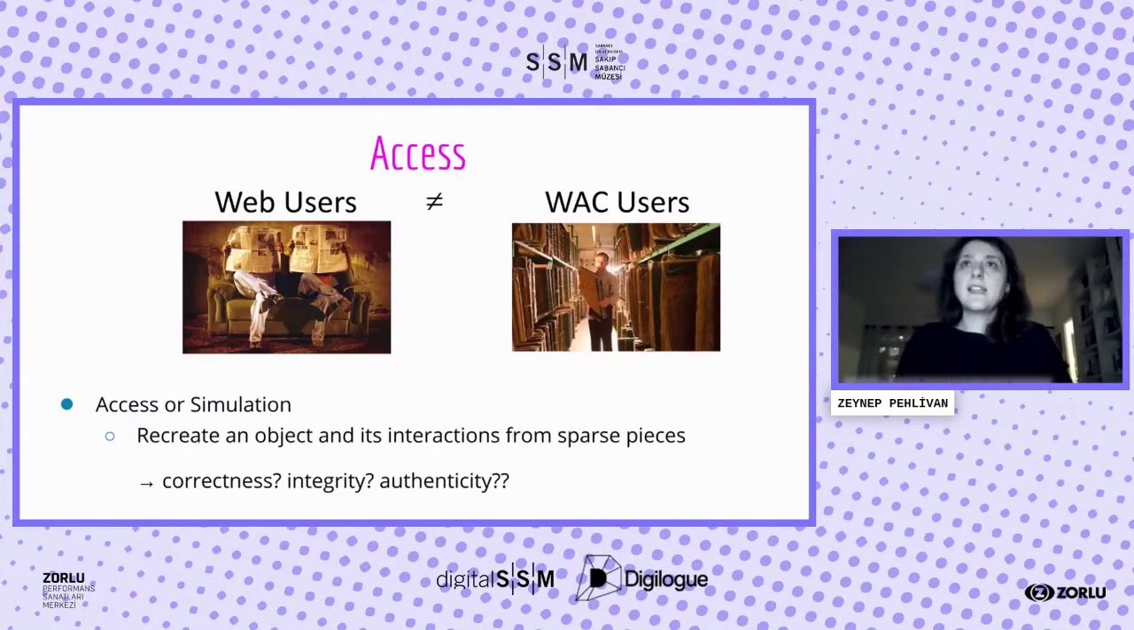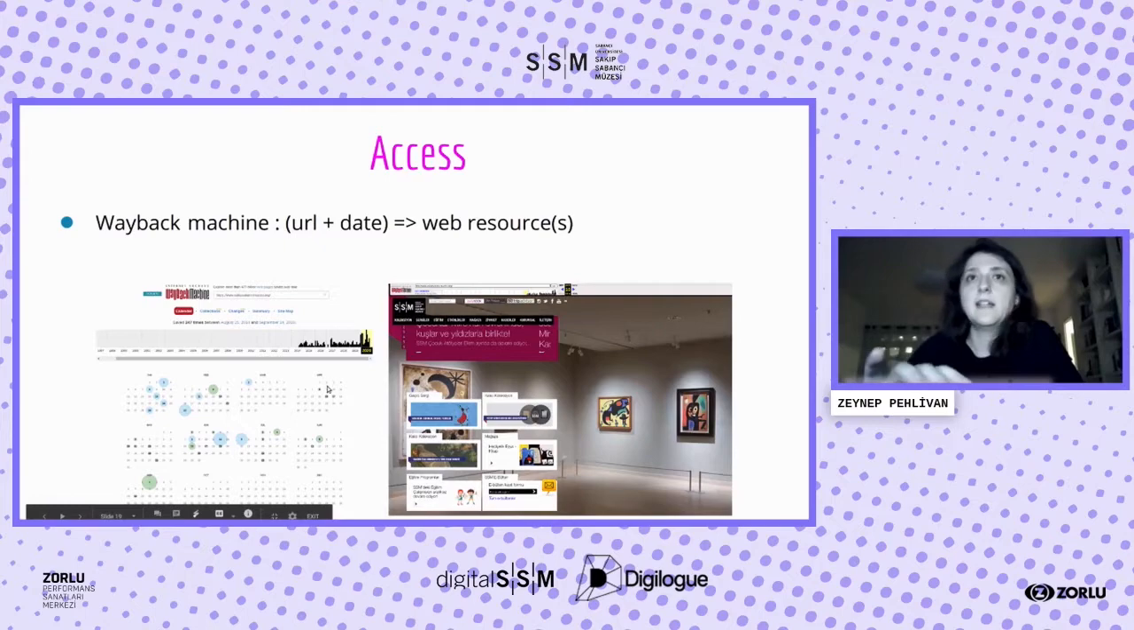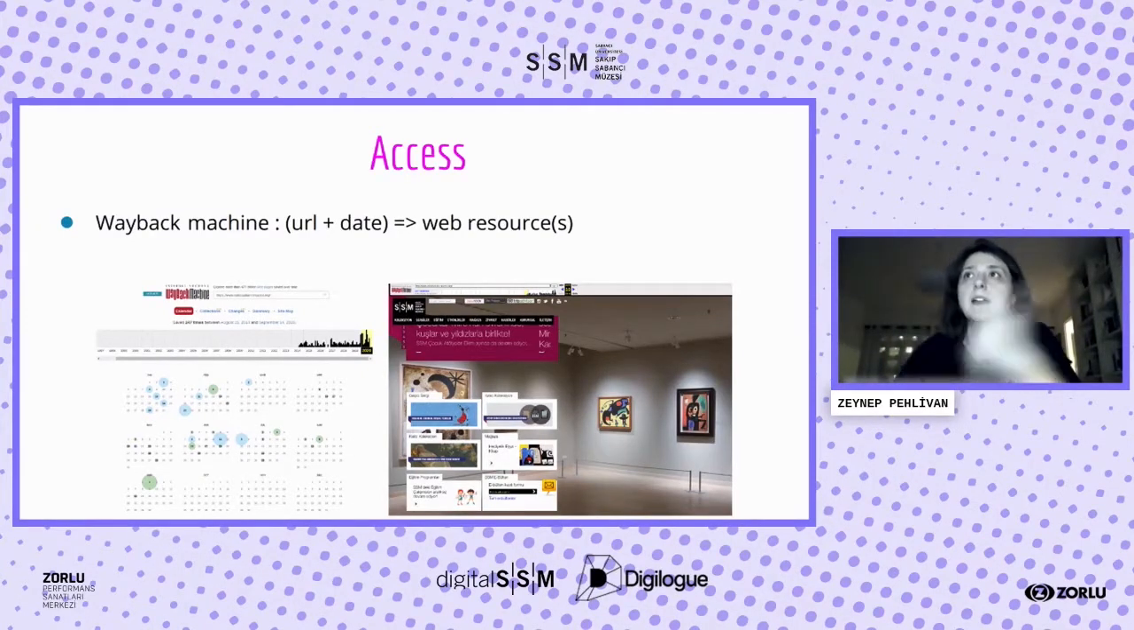But when we talk about access to web archives, are we really talking about access? Isn't it more of a simulation? Because we recreate an object that we archived from the web, and its interactions, from sparse pieces. So what about correctness? What about integrity? What about authenticity? Is it the same object? Is it authentic? These are the questions. One of the best-known methods of access to web archives is the Wayback Machine, introduced by the Internet Archive. You need to know the complete URL of your web page or web source, and then you get a kind of timeline, and you can choose the date you would like, and you will get the page as it was on the web for a given date.